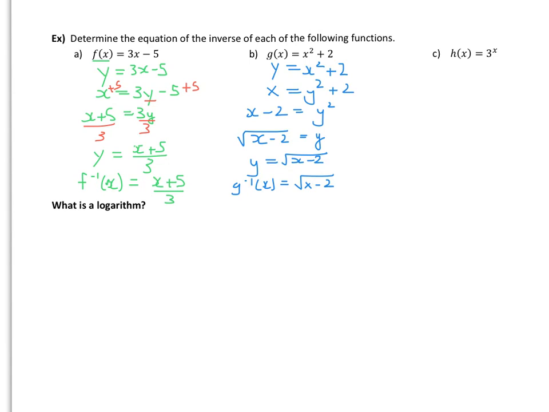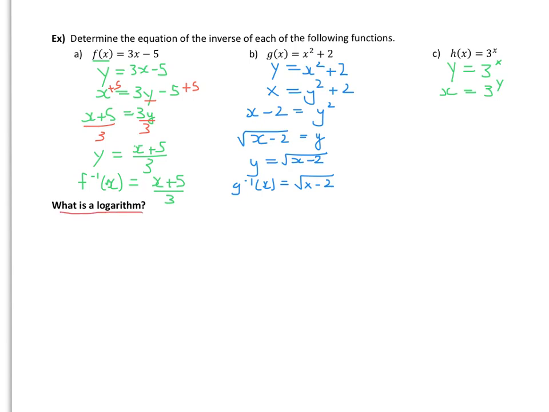All right, moving on to the next. H of x, we've got y is equal to 3 to the exponent x. And then we're going to replace the x with the y and the y with the x. X is equal to 3 to the exponent y. And then here's where life gets difficult. We don't have a way to get that y by itself. And that's where this next part comes in.